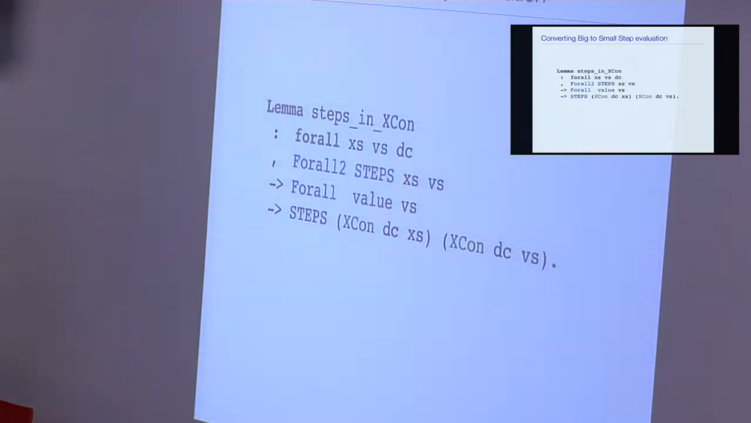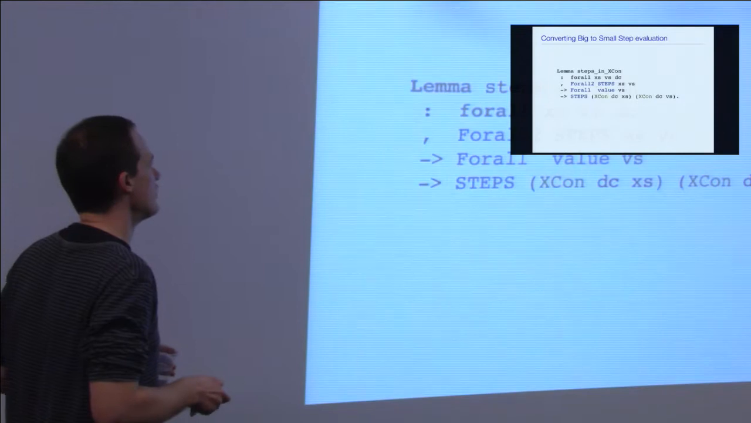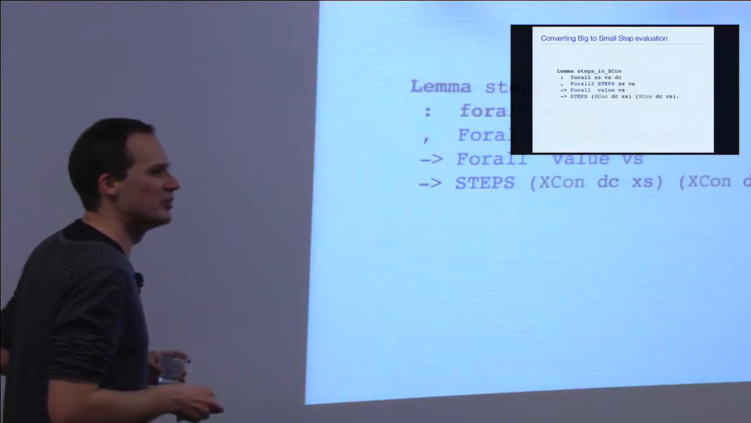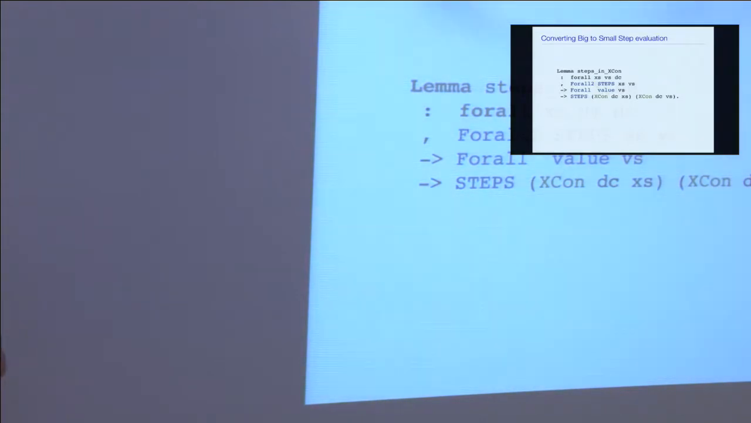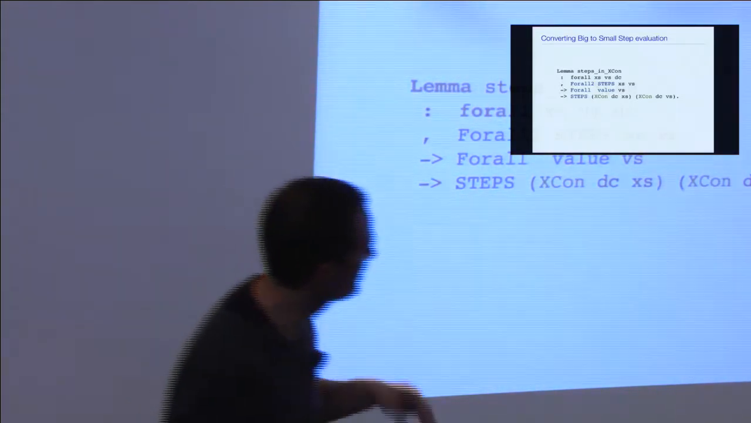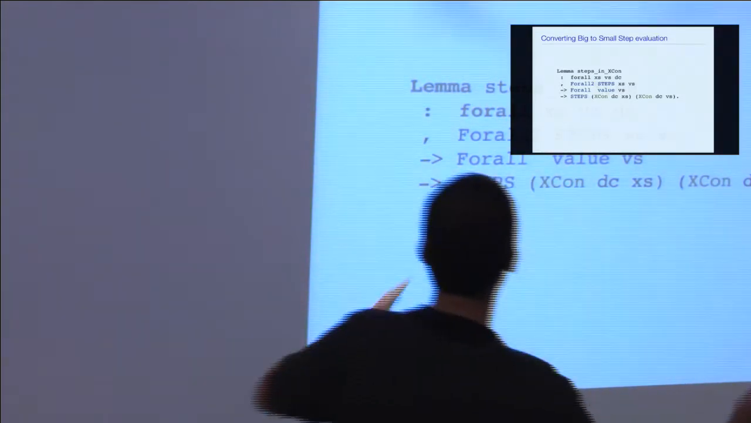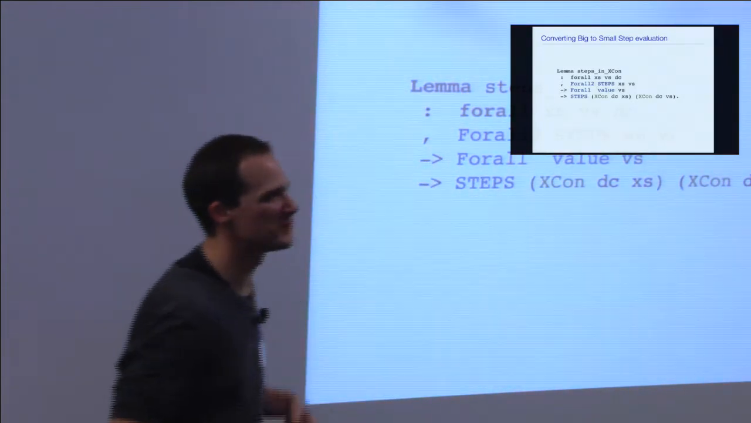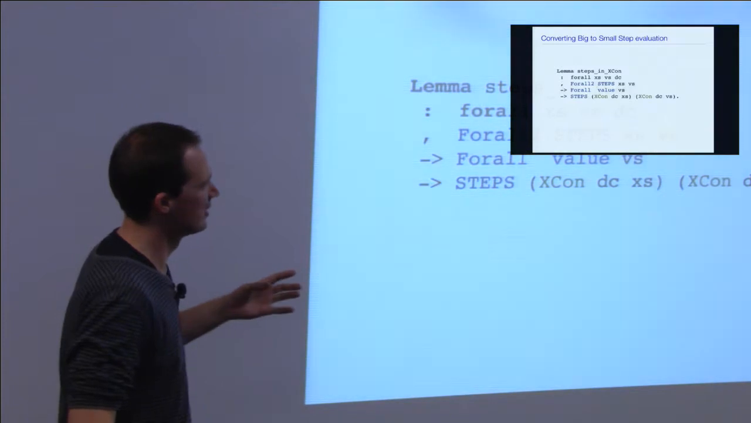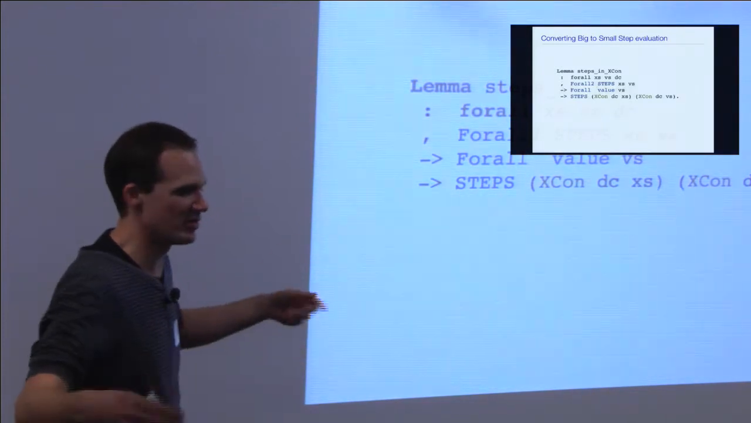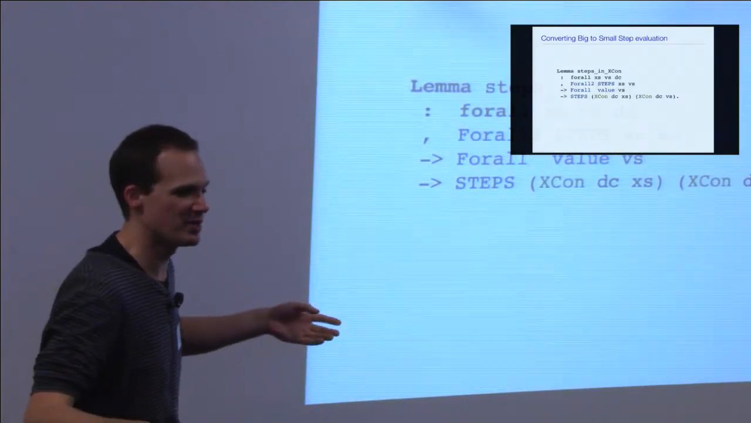Now this really killed me. This is a lemma that you need to prove correspondence between the big step and the small step evaluation. Big step formalizes the evaluation in a different sort of way, but it's still equivalent to small step. And you want to show that these two ways of formalizing the evaluation are equivalent.